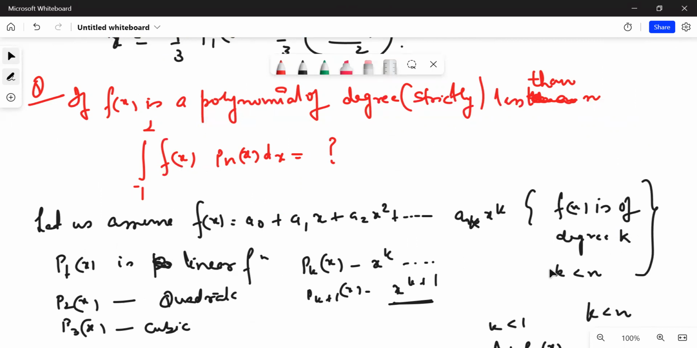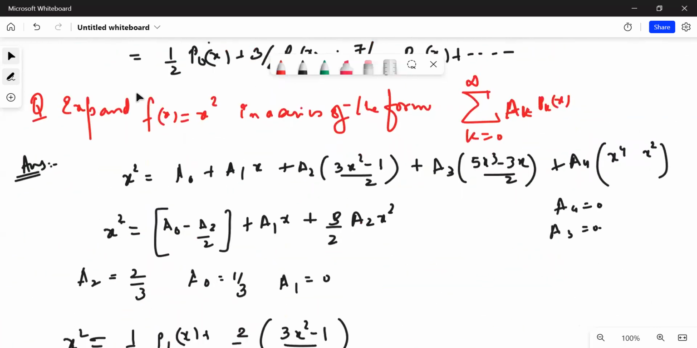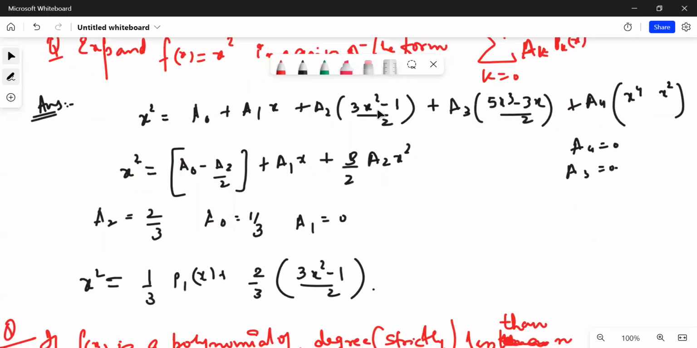Has a degree k which is less than n, which is strictly less than n. Okay, so I can write my f of x as a0 plus a1x plus a2x square plus ... ak x^k. Is that clear? Like here, I wanted to write my x square in terms of different orders of Pk, so I expanded till P2 only.